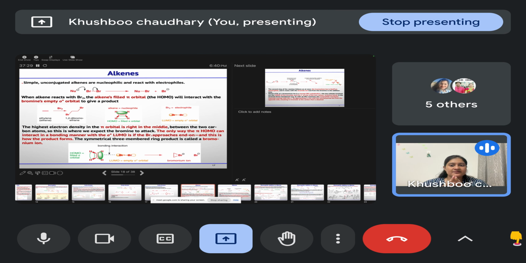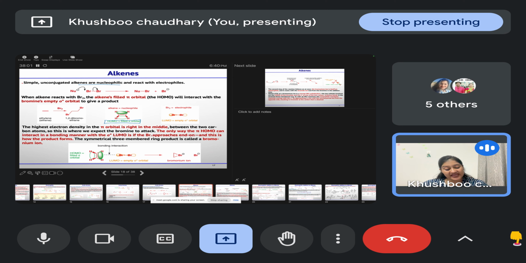Now let us discuss alkenes. What type of reaction will they show? Mainly we will discuss the electrophilic addition of alkenes. The simple unconjugated alkenes are nucleophiles, and the orbital of the alkene that is participating in the reaction is the pi orbital. So the HOMO is your filled pi orbital in the case of alkenes.